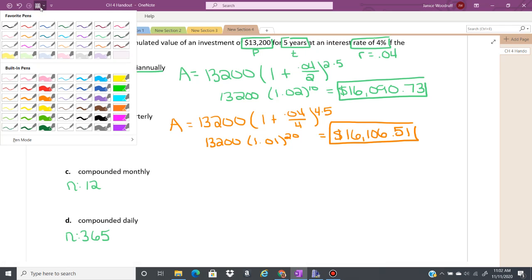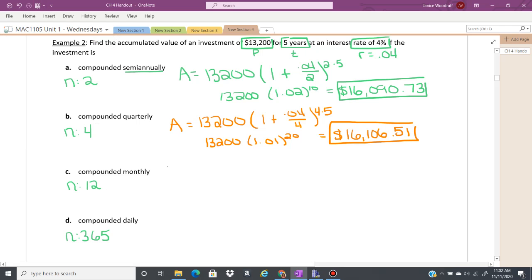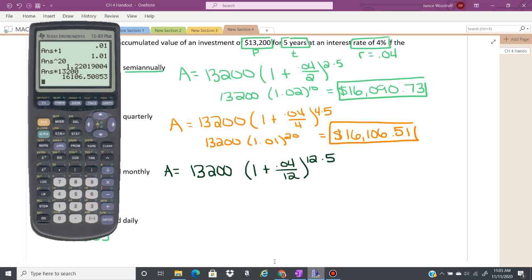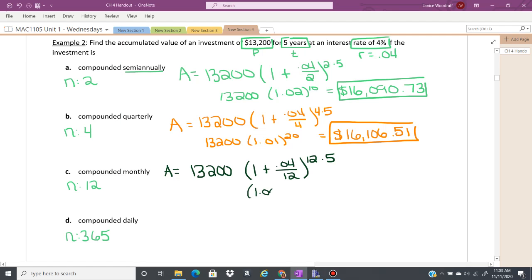All right, now monthly, we will now have an n of 12. So 13,200 times 1 plus 0.04 over 12, to the 12 times 5. Order of operations, we're going to do 0.04 divided by 12. Then we're going to add that to 1. So that's 1.003 repeating. 12 times 5 is going to give us 60. Thank you, Edwin, for answering that question in the chat.